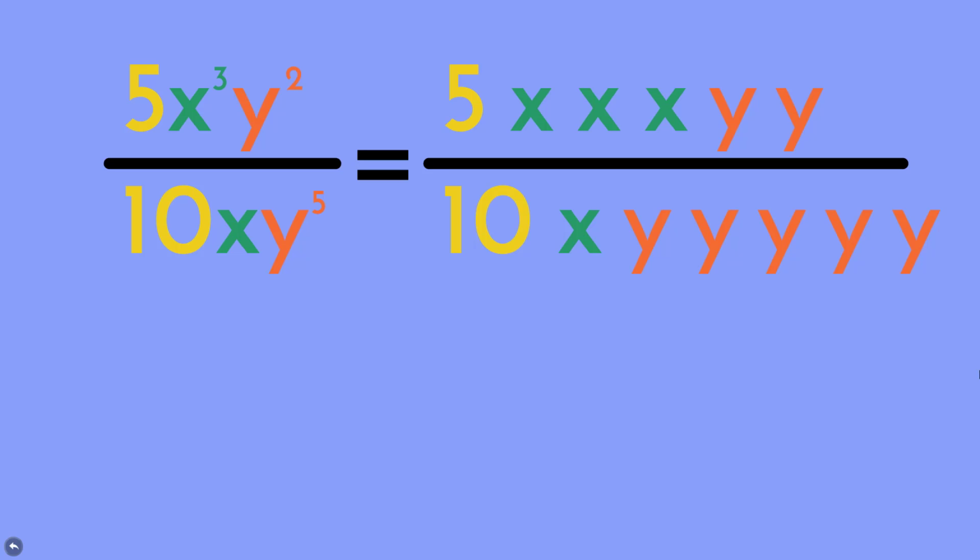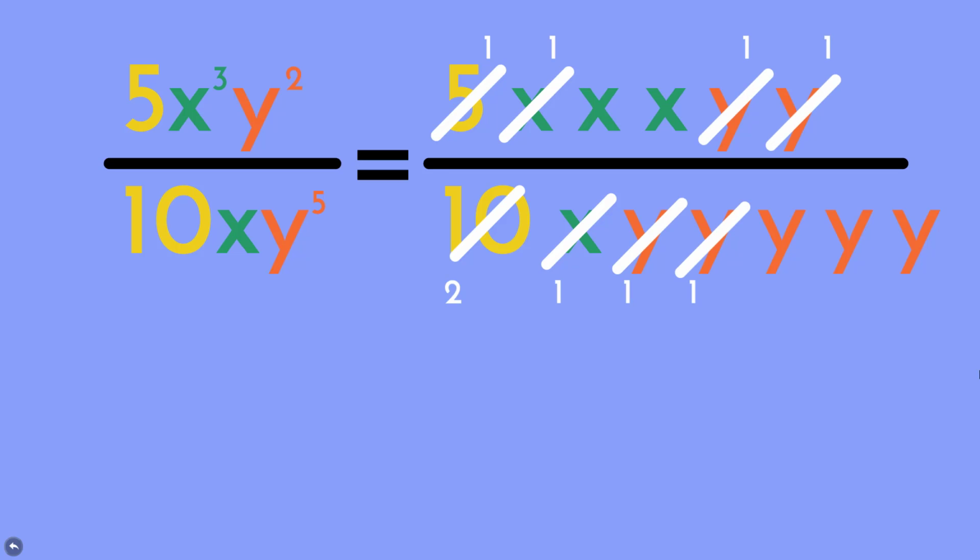5 and 10 have the same factor, which is 5. Therefore, we divide them both by 5. 5 divided by 5 is 1, while 10 divided by 5 is 2. The rest of the variables, we can just cancel them one by one. On the numerator, it leaves 1 times x times x, which is equal to x squared. Meanwhile, on the denominator, it leaves 2 times y times y times y, which is equal to 2y to the power of 3.